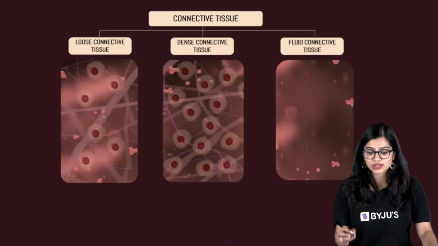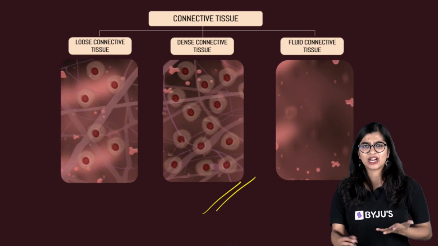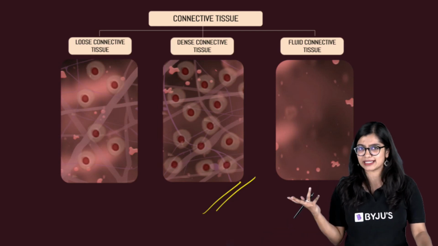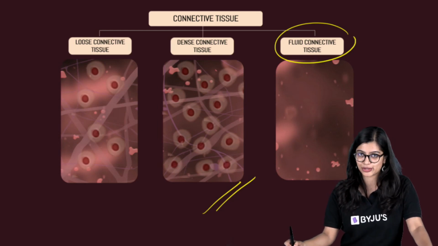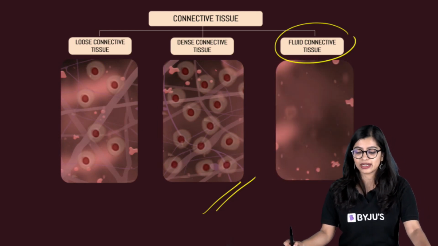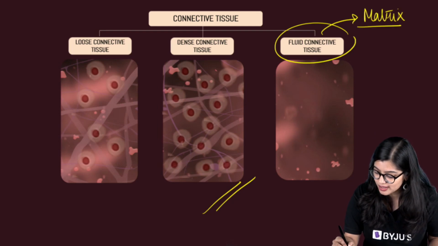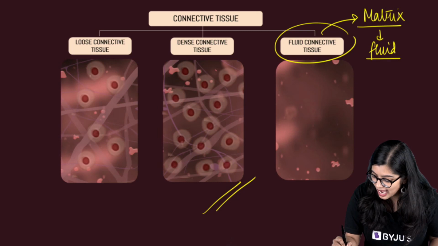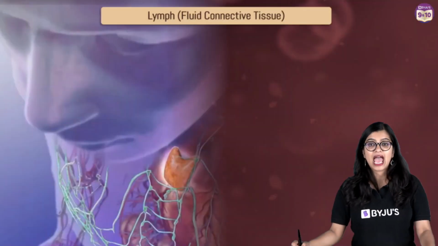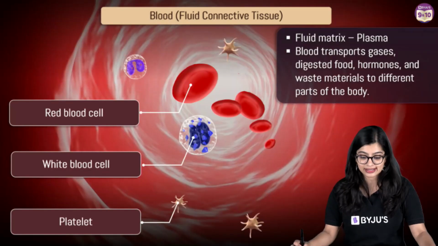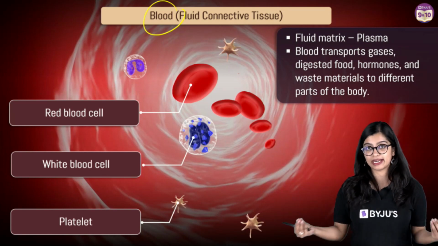So with this, we've covered the next very big topic, which is dense connective tissue. By now, you'll realize all this is very simple and easy, right? Then we will move on to the last type, which is fluid connective tissue. In fluid connective tissue, the matrix is fluid in nature, and there are cells which are found suspended in this fluid matrix. The best example is nothing but blood. So blood is one example of fluid connective tissue.